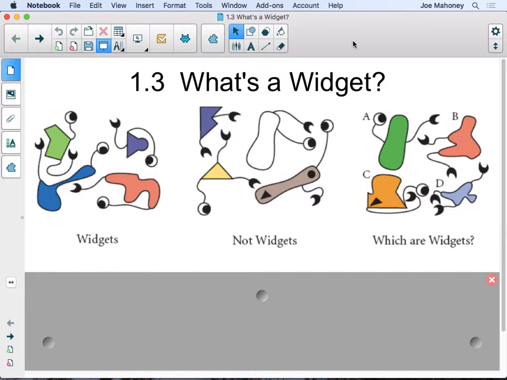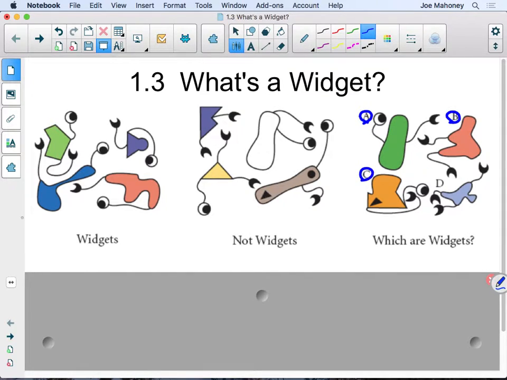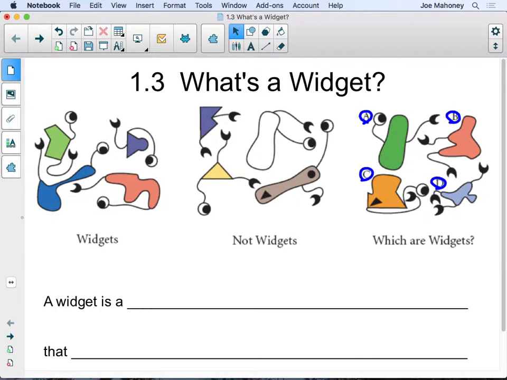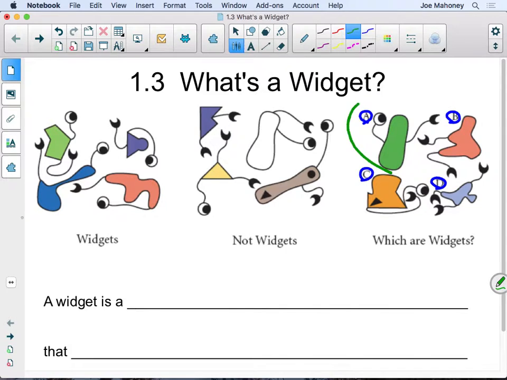First of all, decide which of these four, A, B, C, or D, are widgets. And once you have that, see if you can write down what a widget is. I'll wait for you. All right, so did you figure out that A is a widget and the others are not? So then what is a widget?